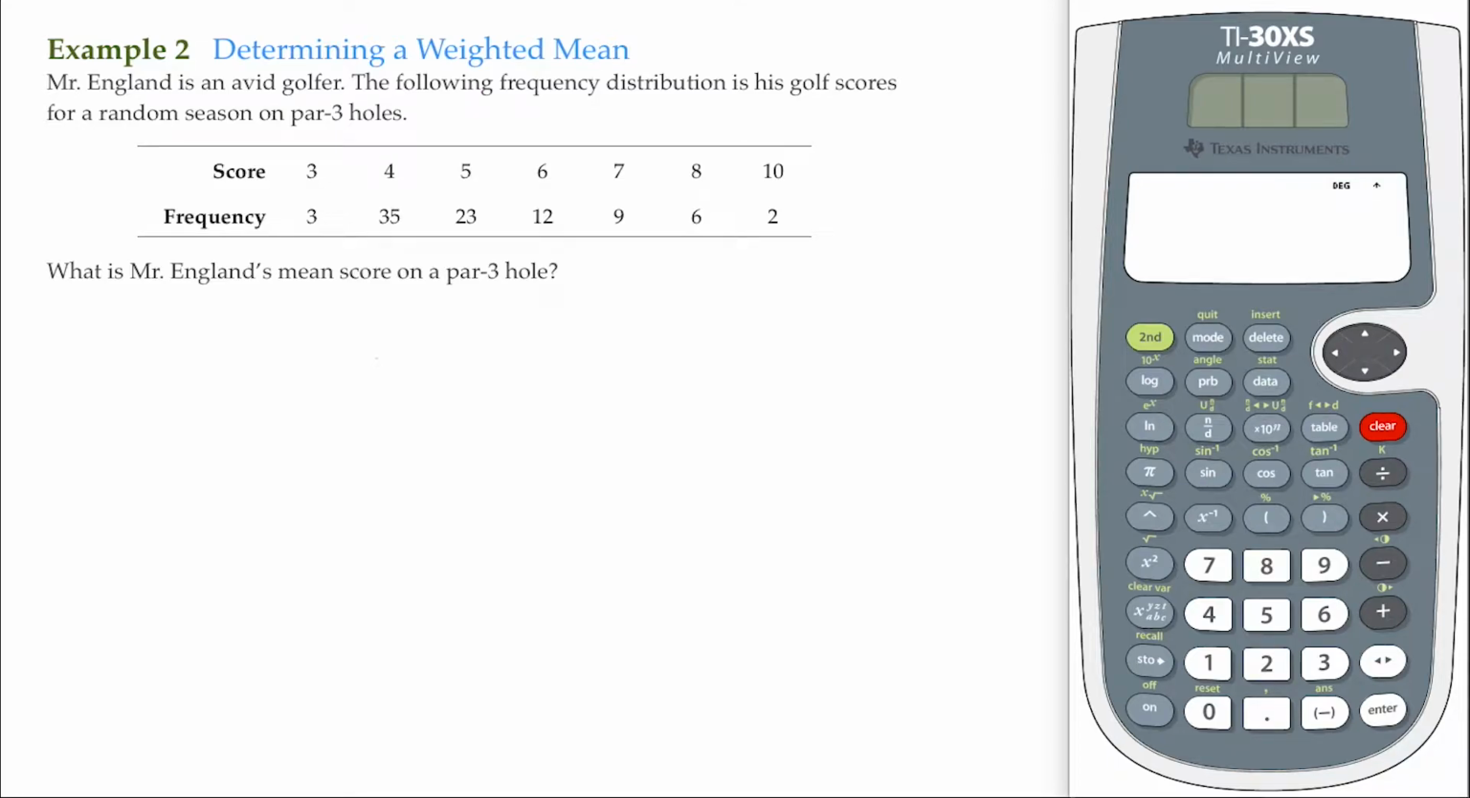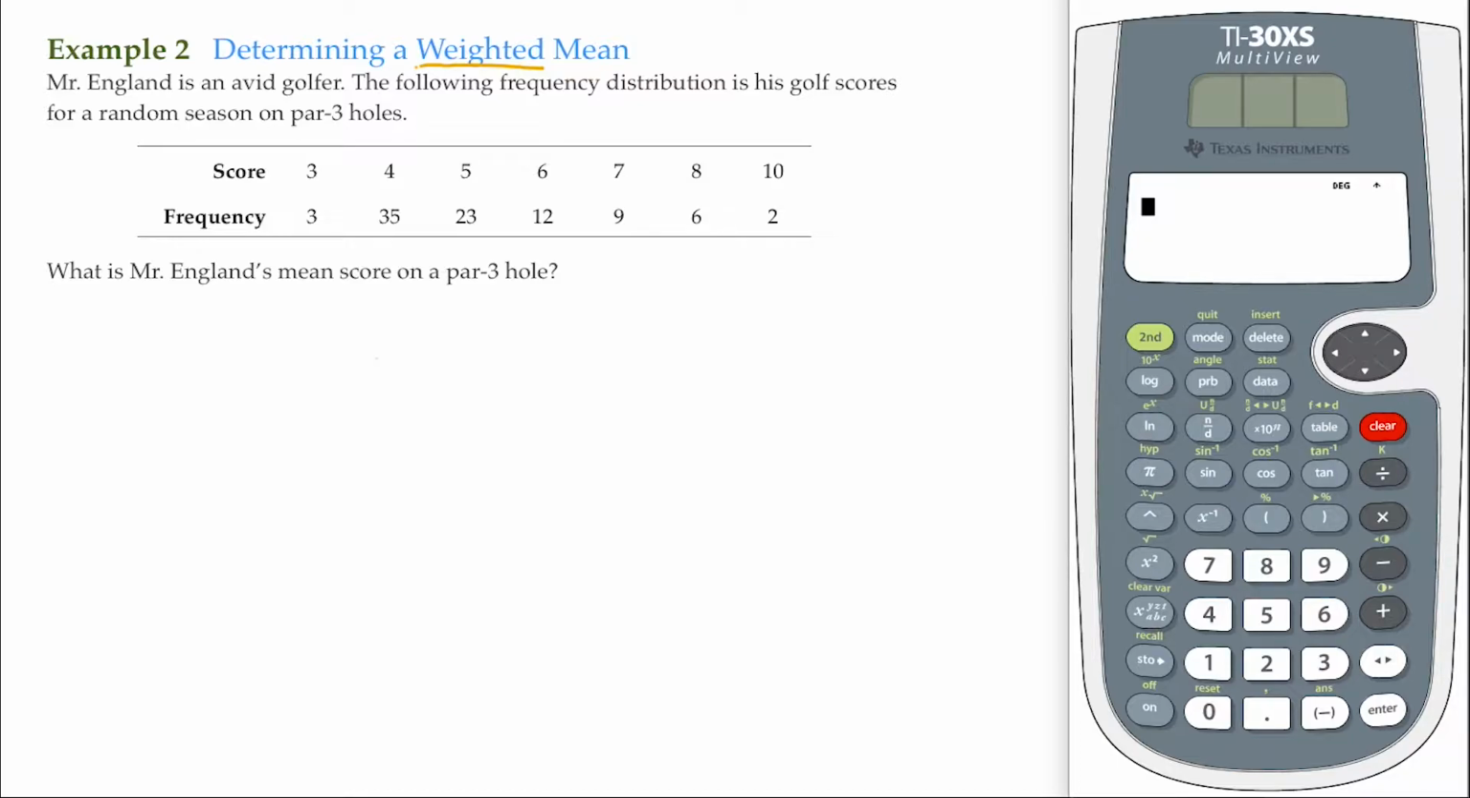So we are going to continue on with determining a mean, except this type of mean is known as a weighted mean. You can see that right here. And a weighted mean means that some of the data values have a multiple to them because it expresses that that particular value came up that many times.